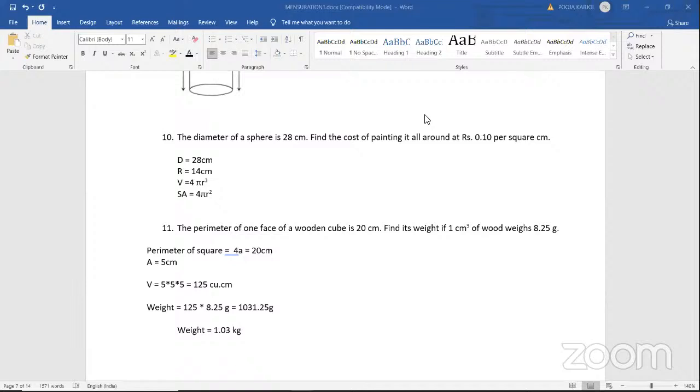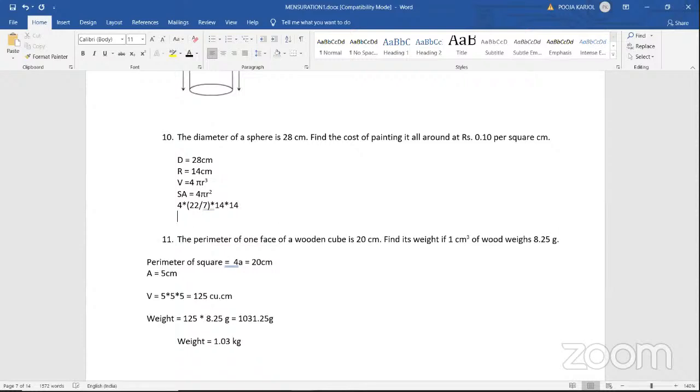Let's see. 4 into 22 by 7 into 14. This is the total surface area. Correct. So calculate it, what you get? 14 into 14, and that is a long number.